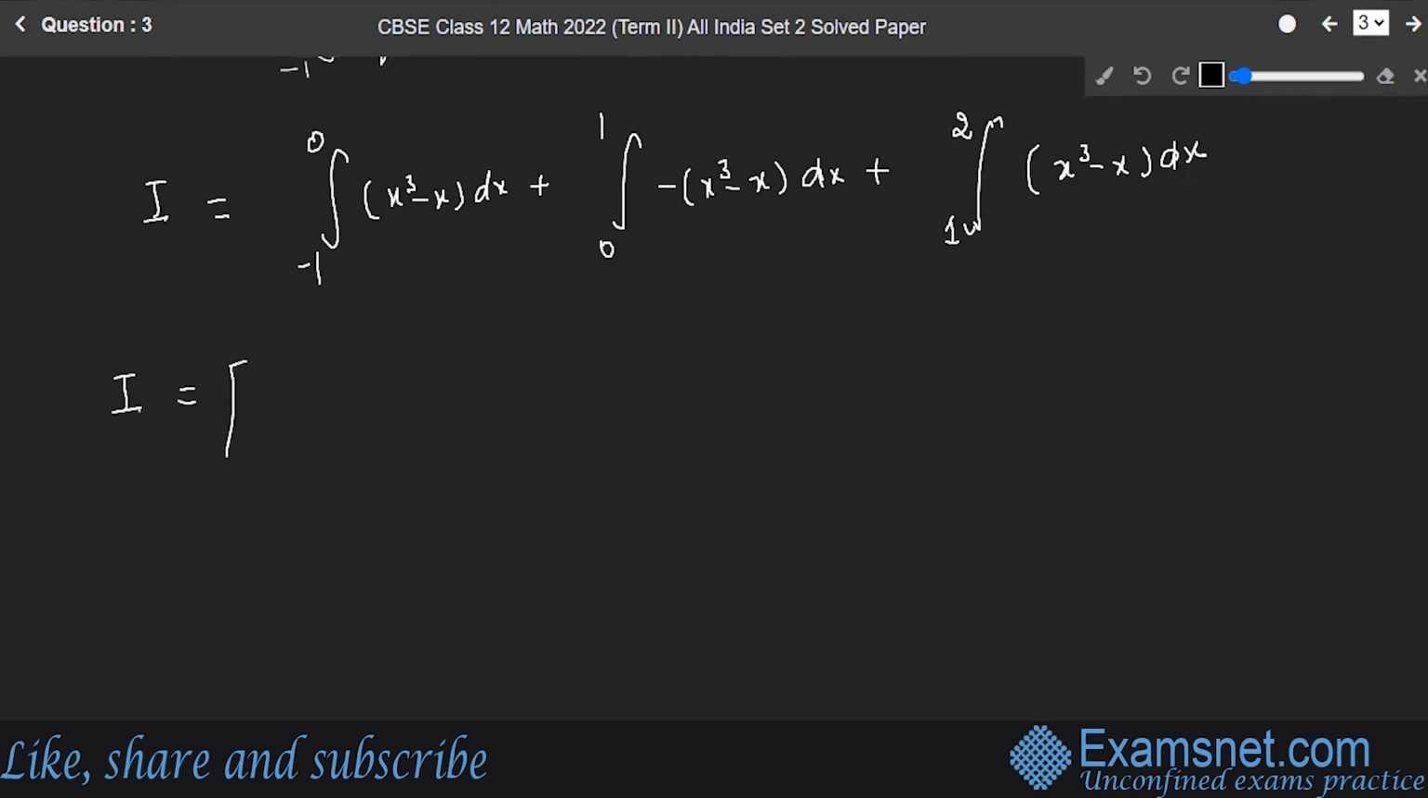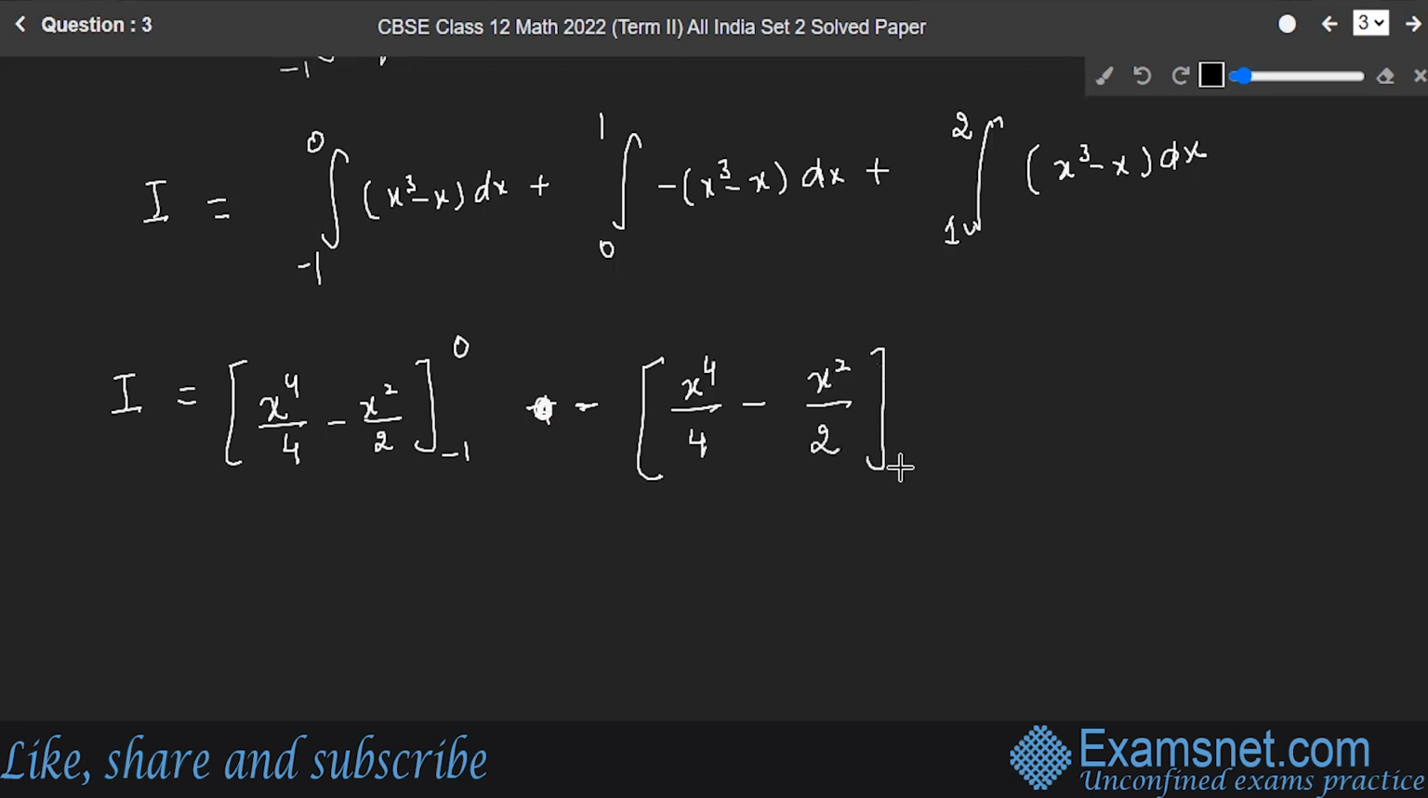I is equal to x raised to power 4 upon 4 minus x squared upon 2, limits -1 to 0, plus, I'll take the minus outside. So minus, x raised to power 4 upon 4 minus x square upon 2, limits from 0 to 1, plus x raised to power 4 upon 4 minus x square upon 2, limits from 1 to 2. Now you just have to fill in the values.